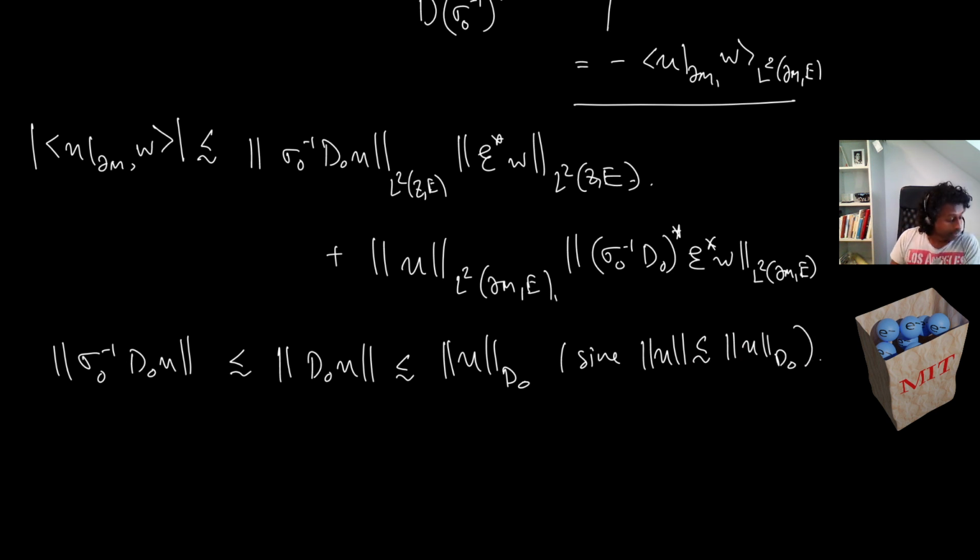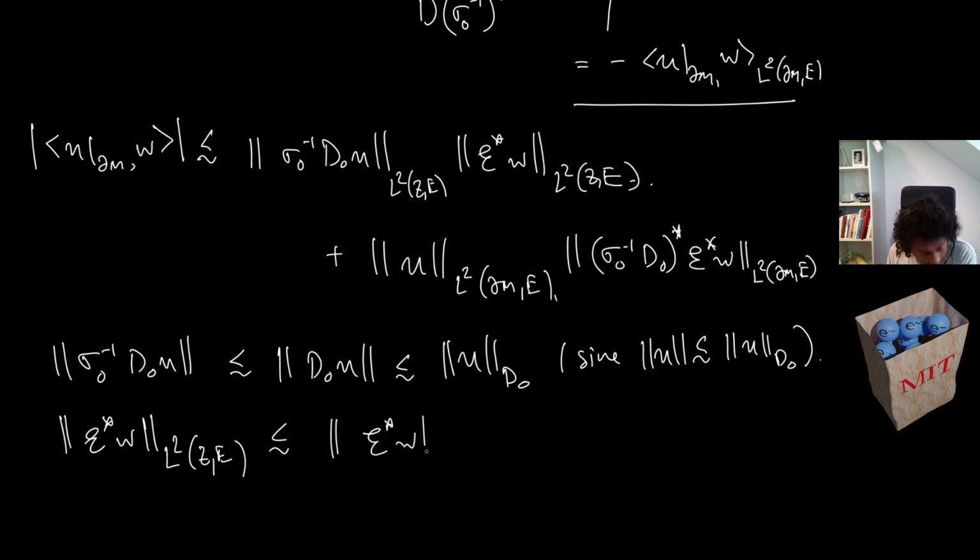Okay? Now, E star w, this object here, the lower order term, which is in the first integral again, so this is L2 ZE, is obviously bounded by a similar argument against an operator norm. Any operator norm, in fact, because the operator norm contains the inhomogeneous term.